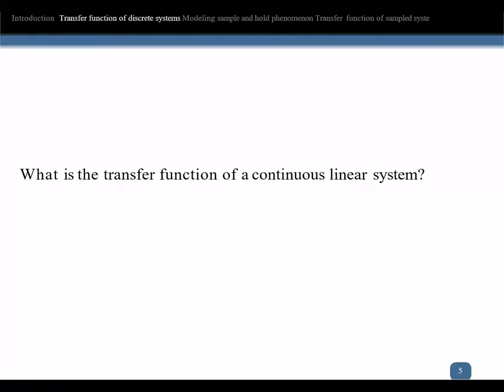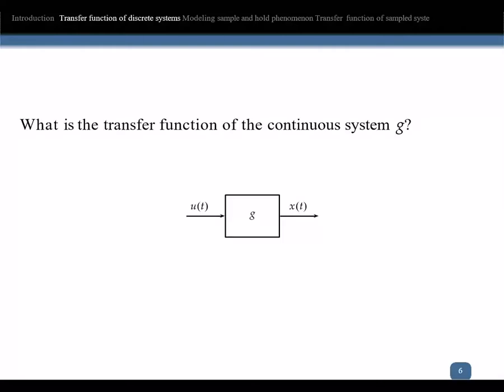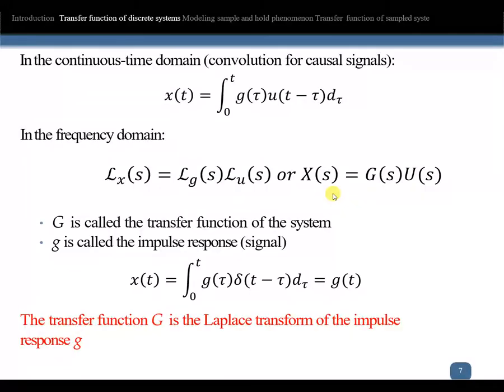What is the transfer function of a continuous linear system? If you remember, we have the input u(t), G is the transfer function, and this is x(t), the output of the system. That means the output x(t) will be the integral from 0 to t of G(tau) u(t minus tau) d tau. In the frequency domain, we take the Laplace of x, then the Laplace of G and the Laplace of u. Or you can write X(s) equals G(s) U(s).